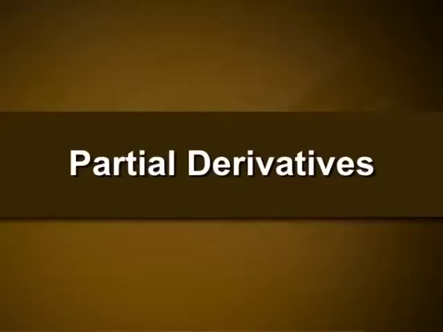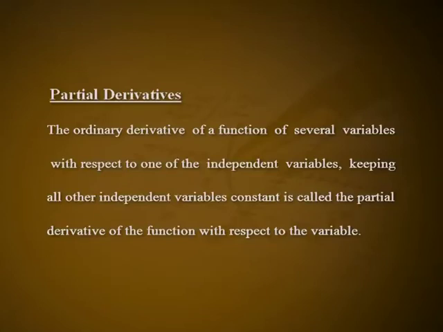Partial derivatives. The ordinary derivative of a function of several variables with respect to one of the independent variables, keeping all other independent variables constant, is called the partial derivative of the function with respect to that variable. Consider z equal to f(x, y).